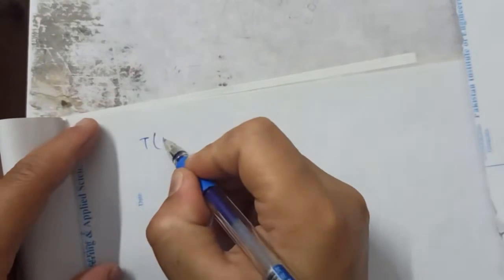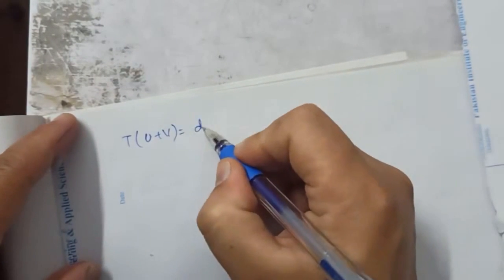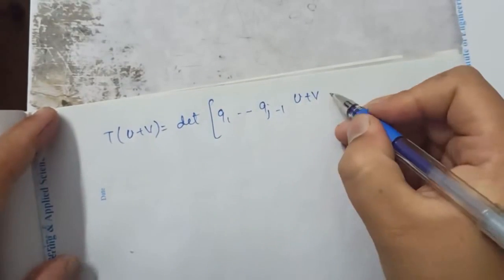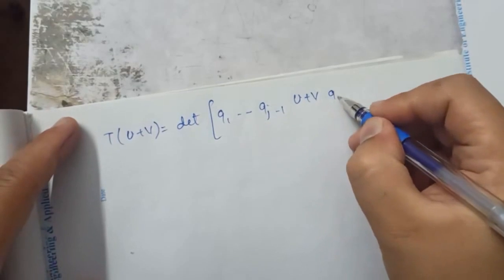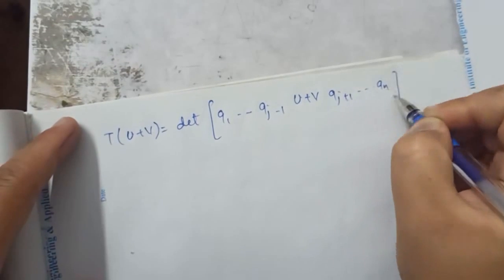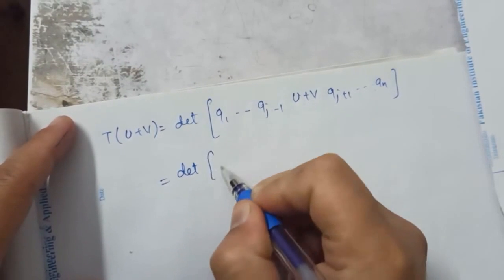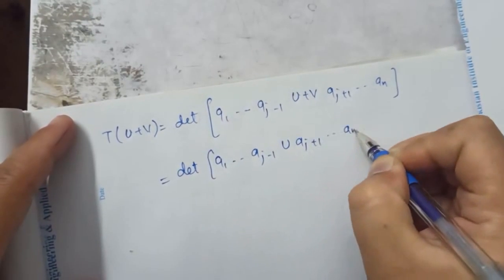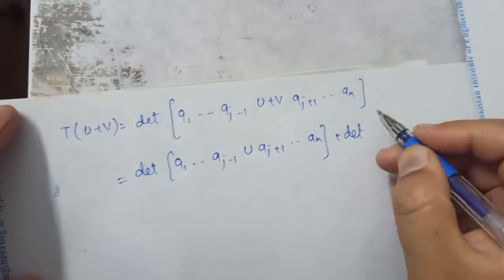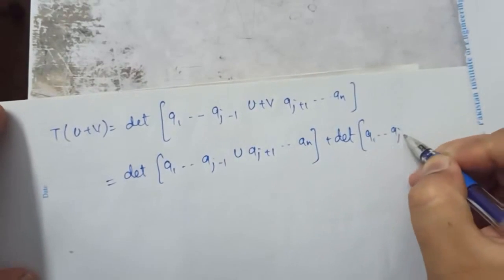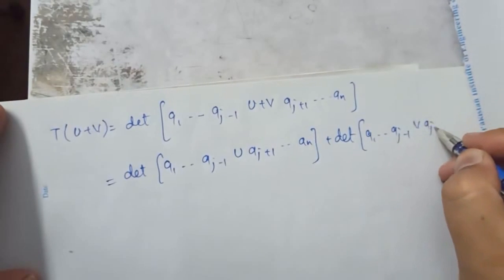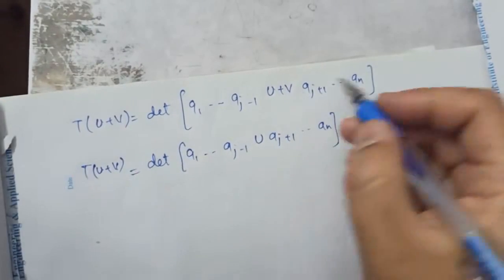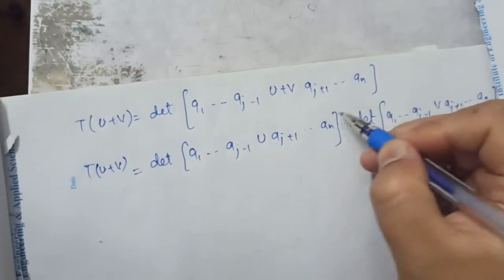It means that T of u plus v is the determinant of a1 up to aj minus 1, u plus v, into aj plus 1 up to an, right? You have to write that as the determinant of a1 to aj minus 1, u, aj plus 1 up to an, plus the determinant of a1 to aj minus 1, then v, aj plus 1 up to an, right? You have to prove that this is equal to this thing here.